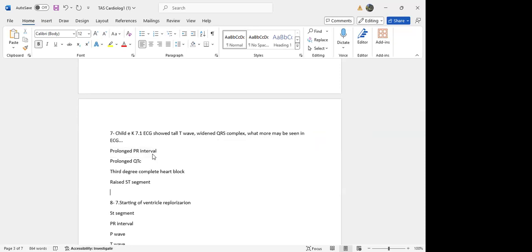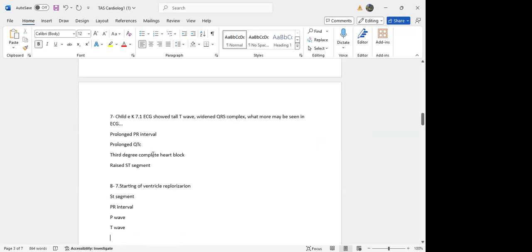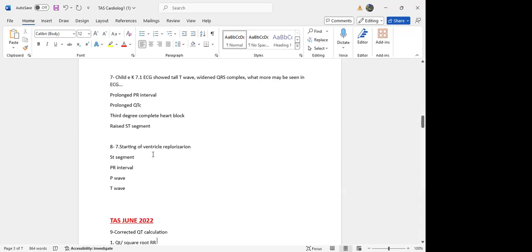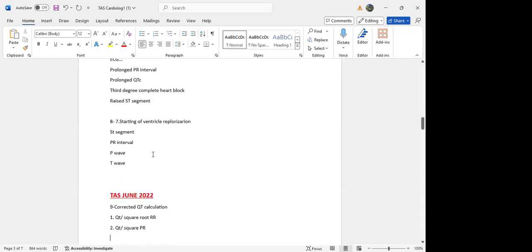Now they are talking about the starting point, the start of ventricular repolarization. Which wave is telling you that? The T wave. The T wave basically represents ventricular repolarization. So ventricular repolarization is associated with the T wave.